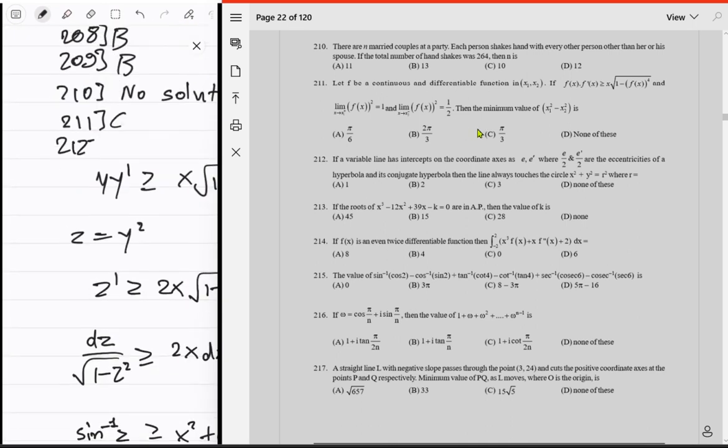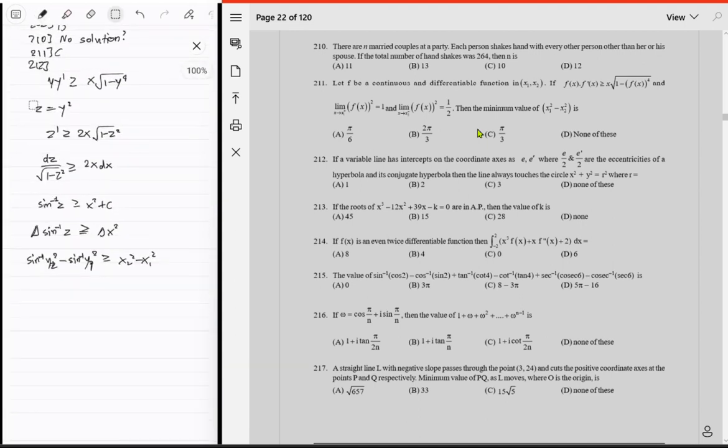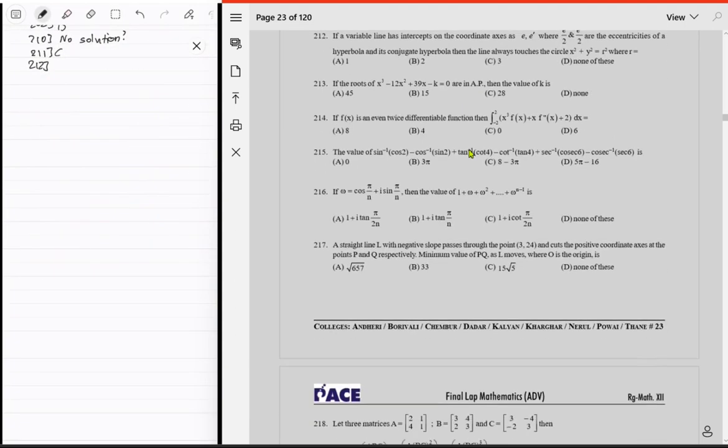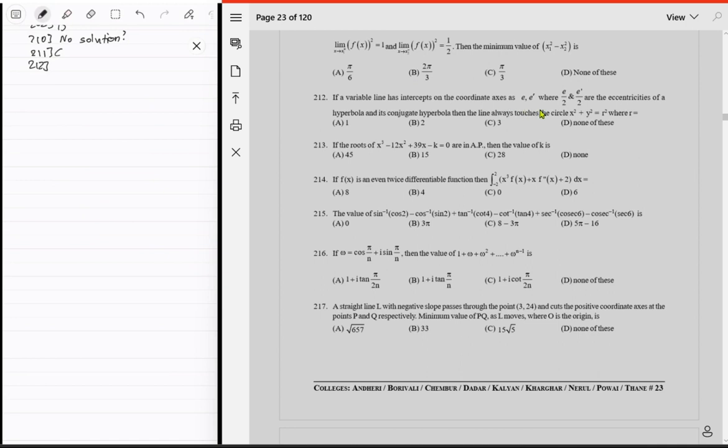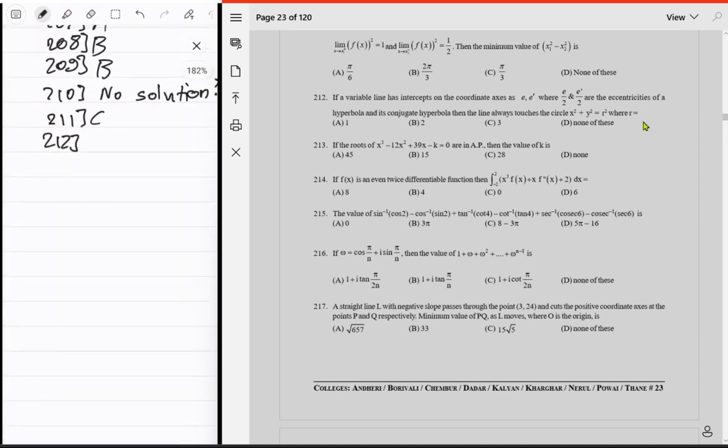212. 212 is: if a variable line has intercepts on the coordinate axes as e dash, where e upon 2 and e dash upon 2 are the intercepts of the hyperbola and conjugate hyperbola, the line touches the circle x square plus y square equal to r square, where r equals. Okay, so let's talk about the conjugate hyperbola. I don't know. Think about it.